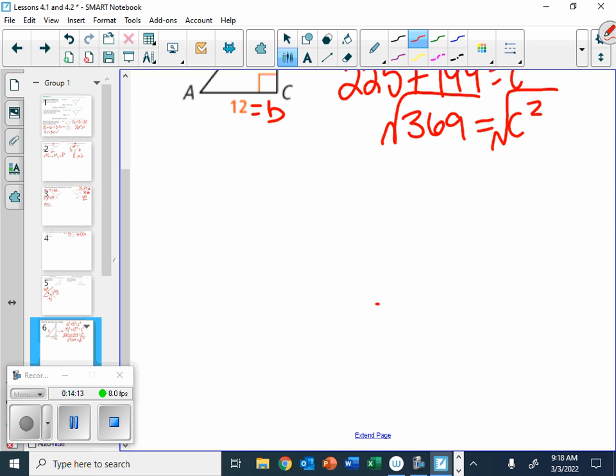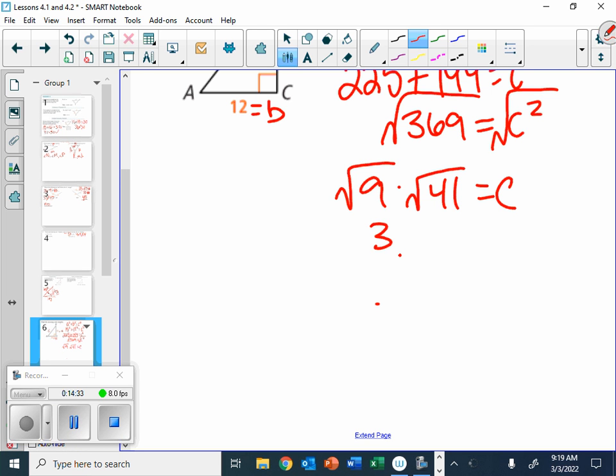Yes. 3, 3, 9. Yes. 9 times what, Sam? 41. Good, 41. So square root of 9 times the square root of 41 is C. Okay? What is the square root of 9? 3. And the square root of 41, I don't think I can do anything with it. So that is my answer.